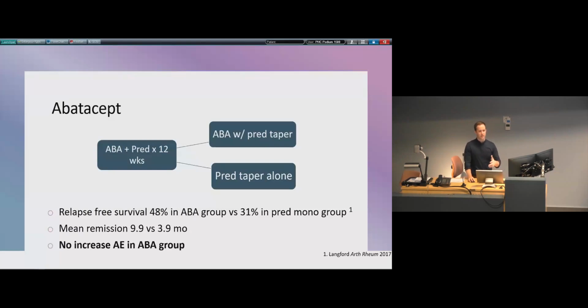So there is interest in it as a potentially safe option, from an infection standpoint in particular, to add on and hopefully get people off prednisone sooner rather than later. And there is another study ongoing, Abigart, that is furthering this question, which hopefully will have more information in the next couple of years.